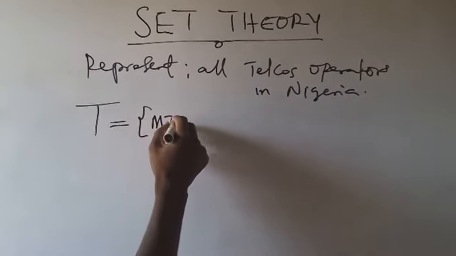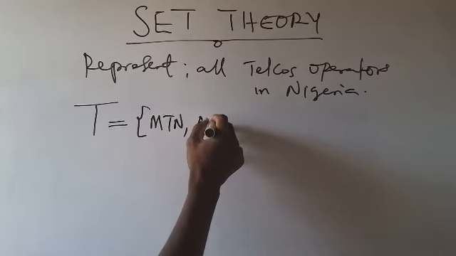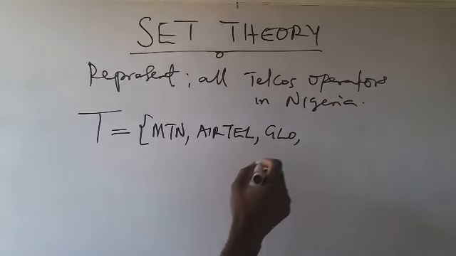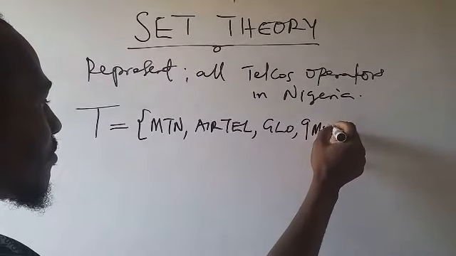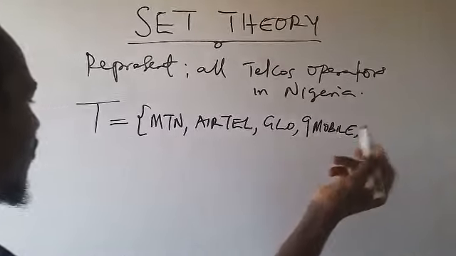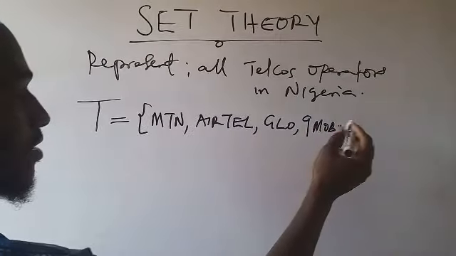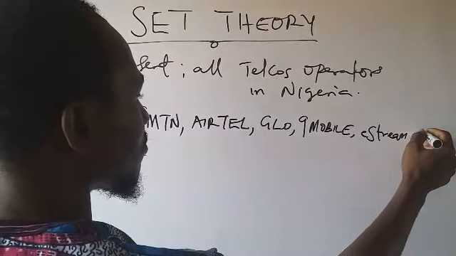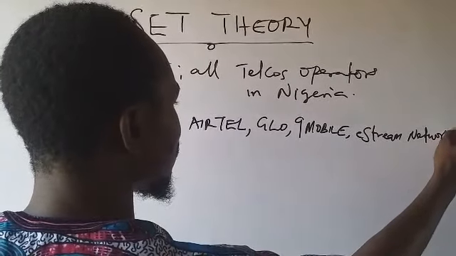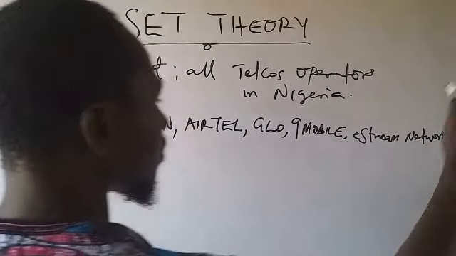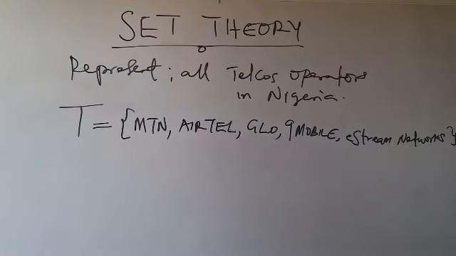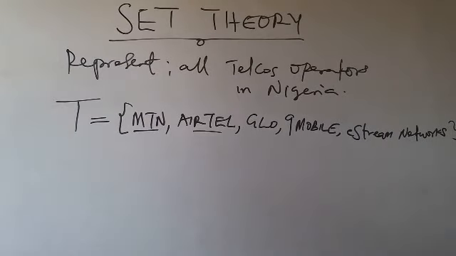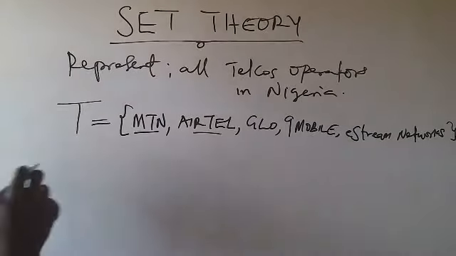So telcos operating in Nigeria, we have MTN, Airtel, Glo, 9Mobile, then we have other ones like Eastream Networks. Then you close the curly brace. So this is how a set is represented. You can see that none of the members of the group are repetitive. I did not repeat any one of them twice. So that's one way of representing a set.